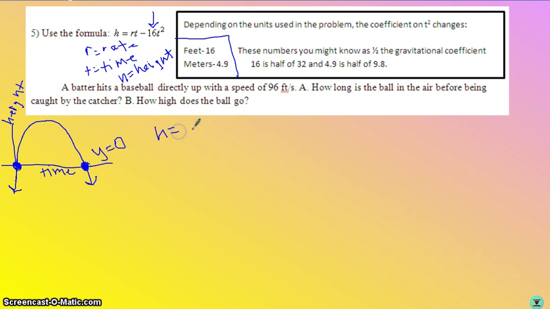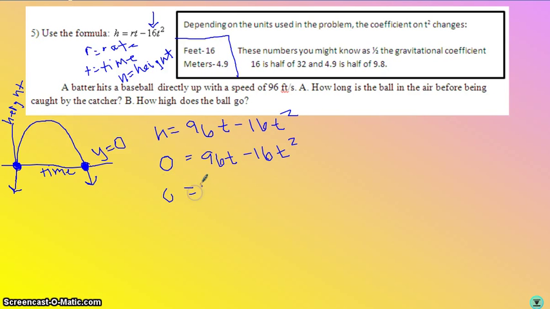So we have h equals our v, 96 feet per second, times t minus 16t squared. And again, we want to know where y equals 0, where the height equals 0. Now if we go back to our solving, this is set equal to 0. So all we need to do is factor. The only way to really factor this is using GCF. And I would make a factor tree if you do not know, or try it in your calculator.